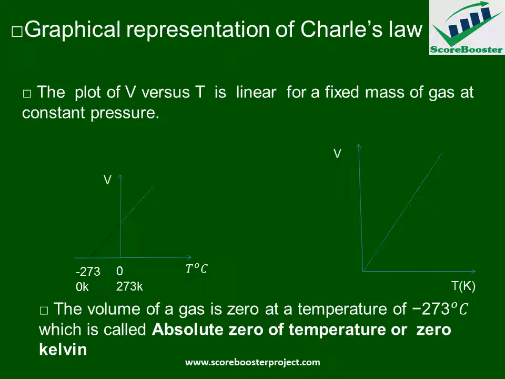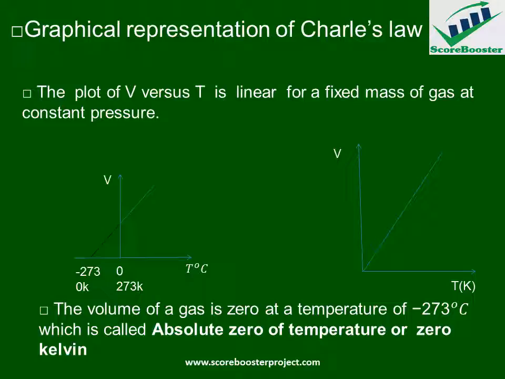The next we shall be considering is the graphical representation of Charles' law. The plot of volume V versus T is a linear graph for a fixed mass of gas at constant pressure. So, for Charles' law to hold, the pressure must be constant, and the volume is directly proportional to the absolute temperature. Now, we have two plots here. The first one is talking about the volume against temperature in degrees Celsius.